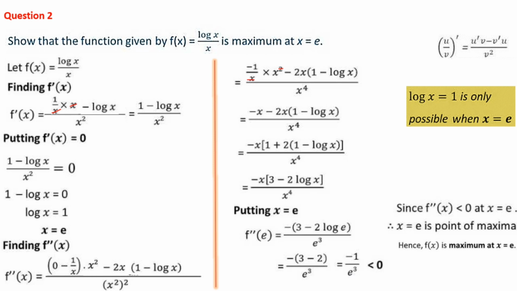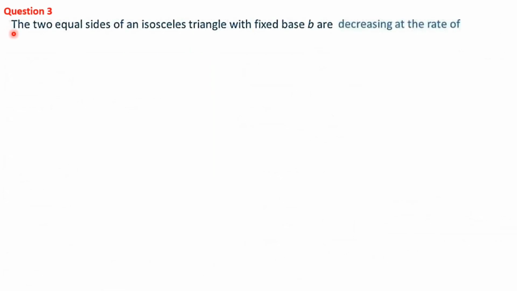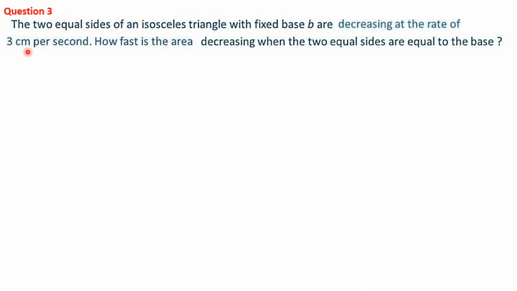Next we shall discuss question number 3. The question is, the two equal sides of an isosceles triangle with fixed base B are decreasing at the rate of 3 cm per second. How fast is the area decreasing when the two equal sides are equal to the base?